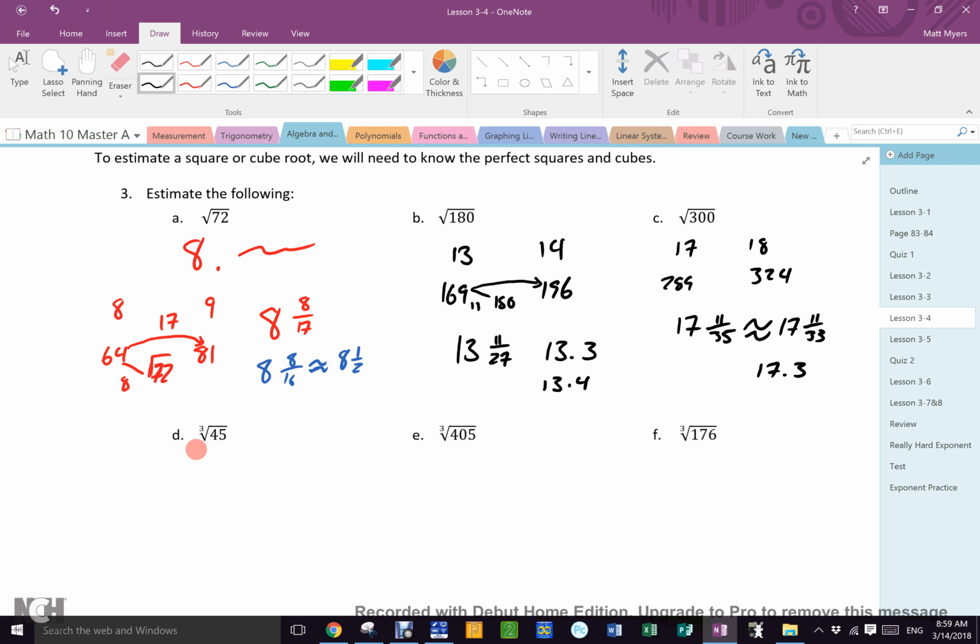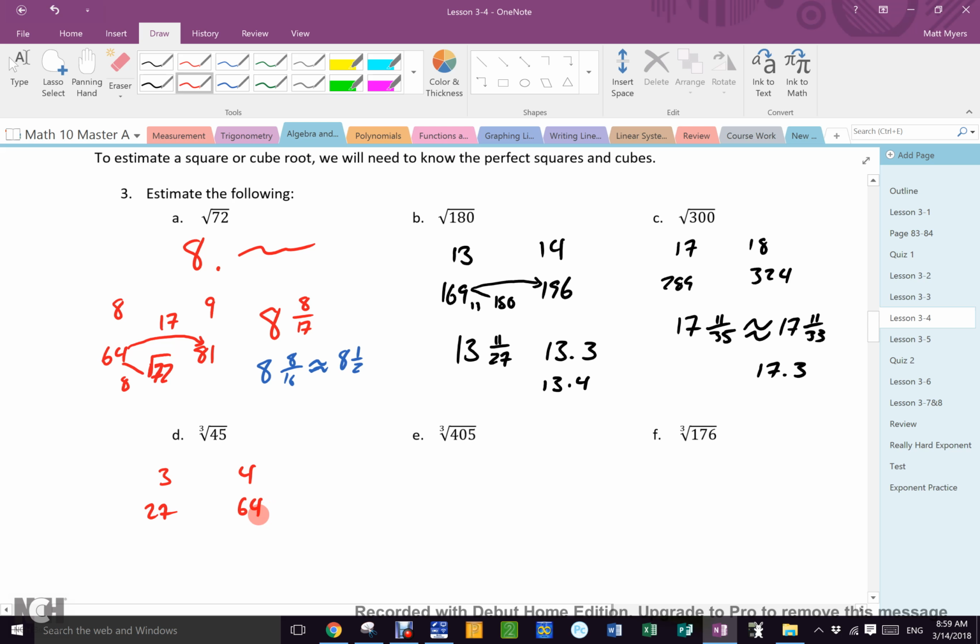What's different about D, E, and F? They're cubes. Are you going to use the same scale? No, but are you going to use the same method? Sure you are. 45 is between what and what? 3 and 4. 27 and 64.